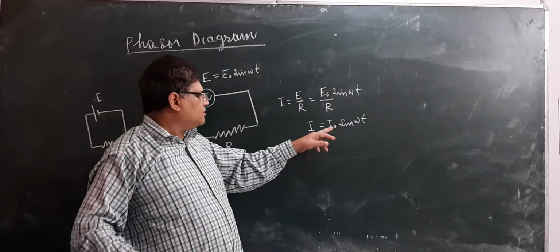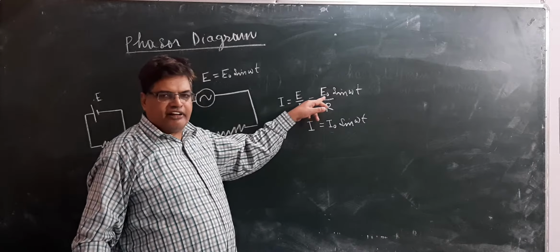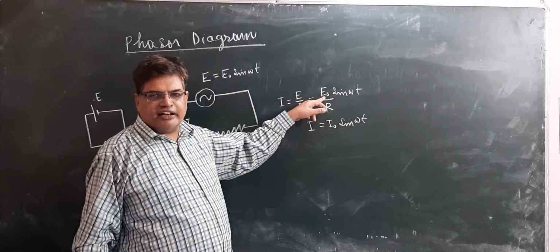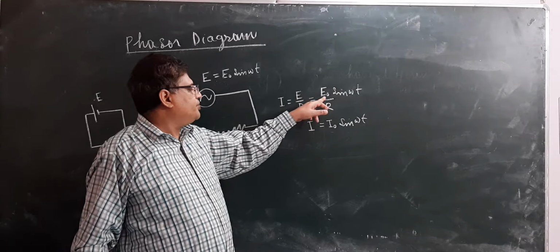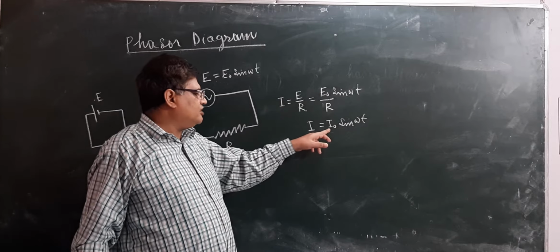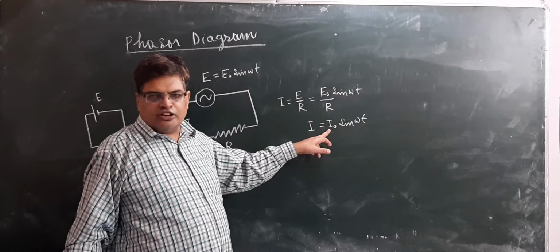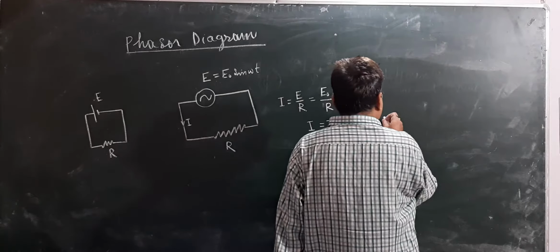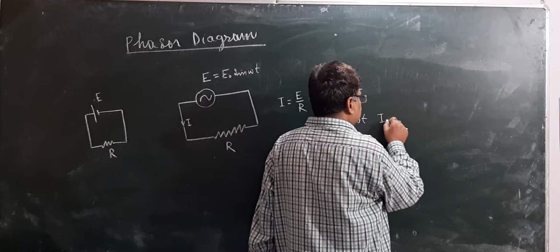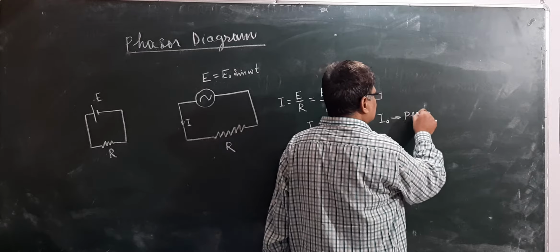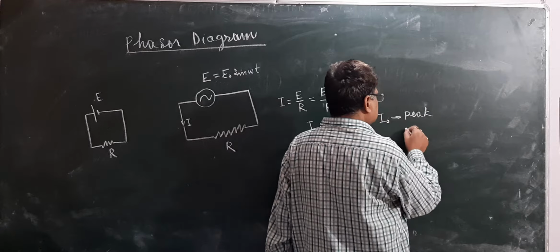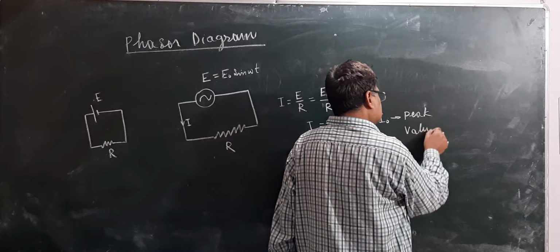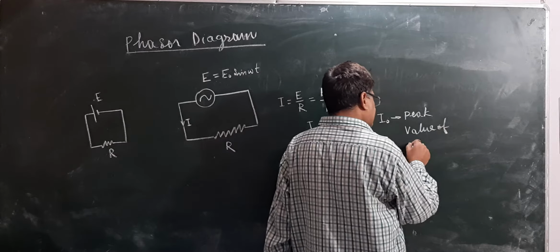Now here this E naught is the peak value of EMF, so it will have a maximum value, and because of which this I naught will also be maximum. So I naught will be the peak value of current.